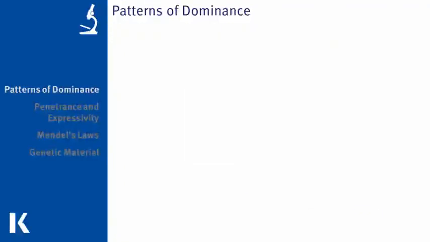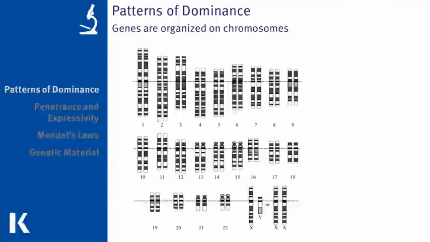We'll start off by looking into patterns of dominance and what genes are and where they are found. Genes are the DNA sequences that determine the physical and biochemical characteristics of all organisms. All genes are found on chromosomes, the genetic material passed from parent to offspring. This image is depicting a karyotype of a human and demonstrates that chromosomes in the nucleus have two copies, one from the father and one from the mother.